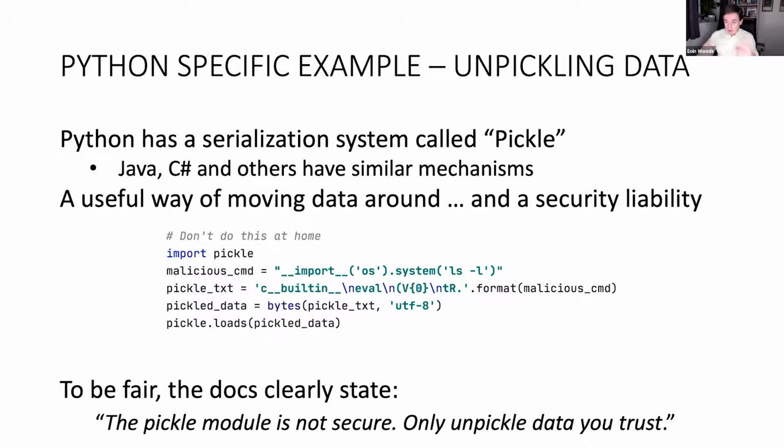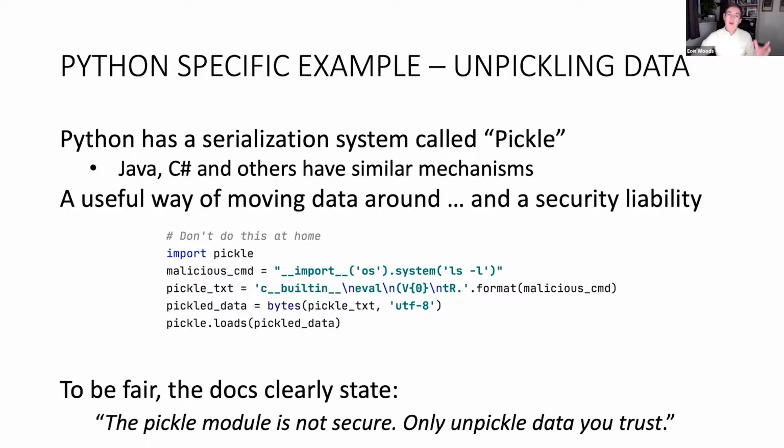And Python, something very specific to Python, pickling. Pickling is Python's serialization system. To be fair, Java and C# have similar mechanisms. It's a really useful way of moving data around and a total security liability. To be fair to the Python community, it's very clearly stated in the docs, pickle isn't secure. Make sure you trust the data before unpickling it. Sound advice, but not advice I found that people always understand or always bear in mind when using pickle. So that's another example of a very stack-specific thing to think about.